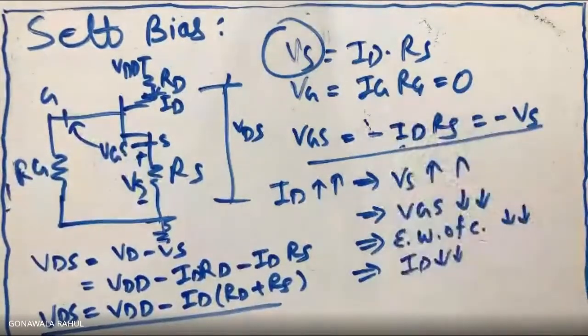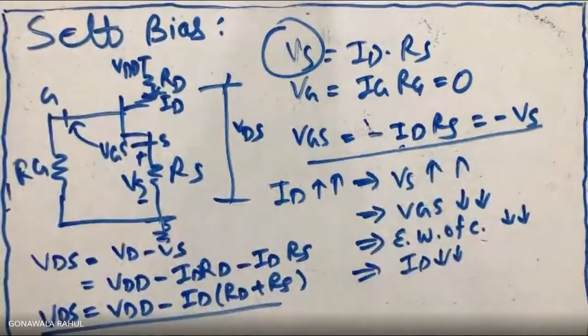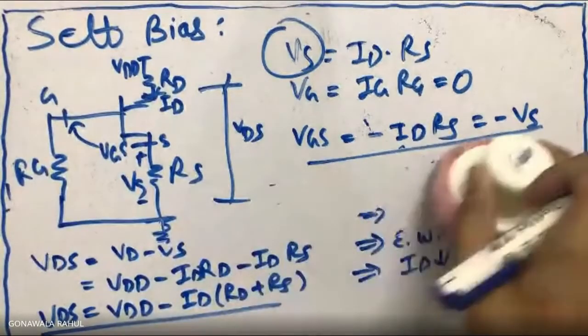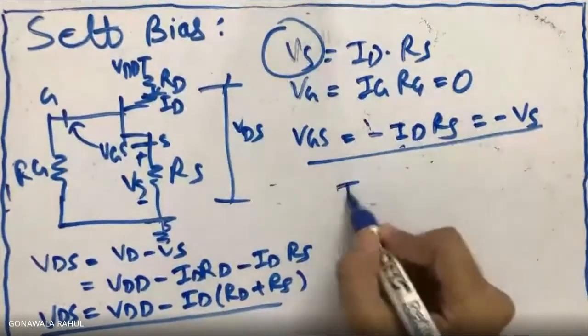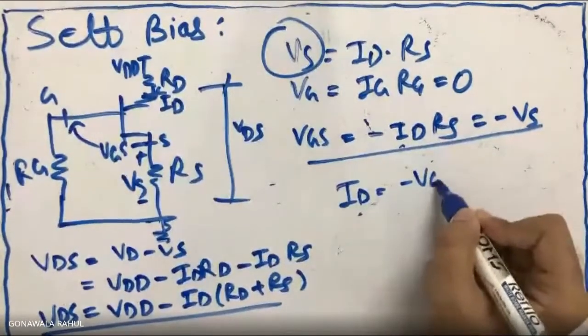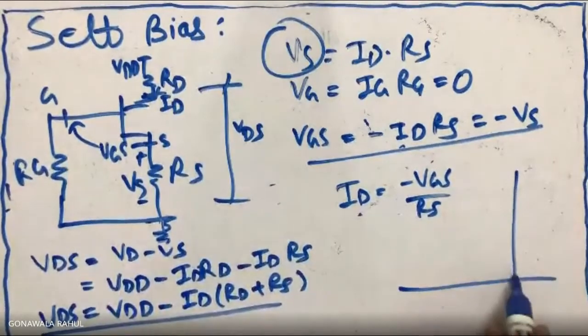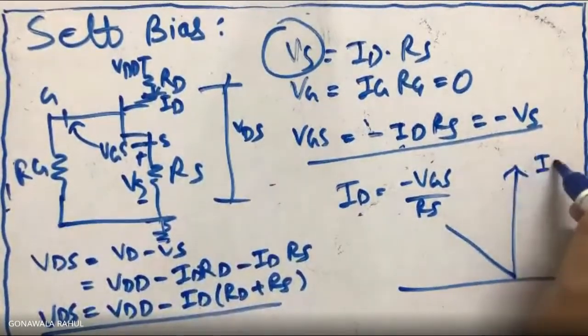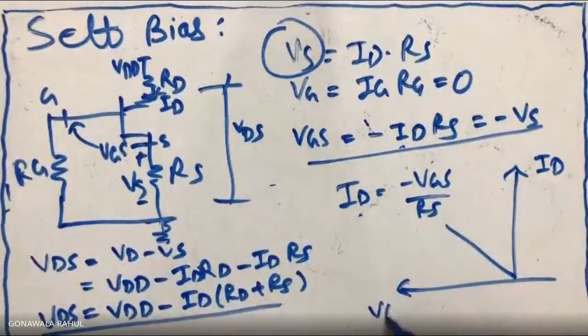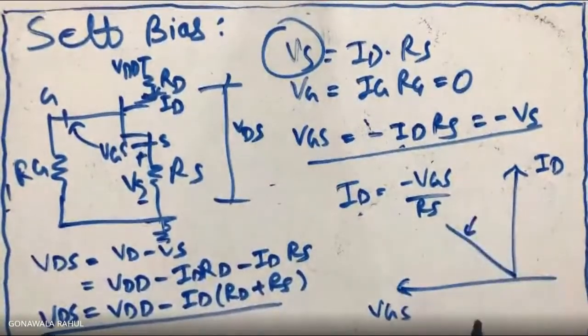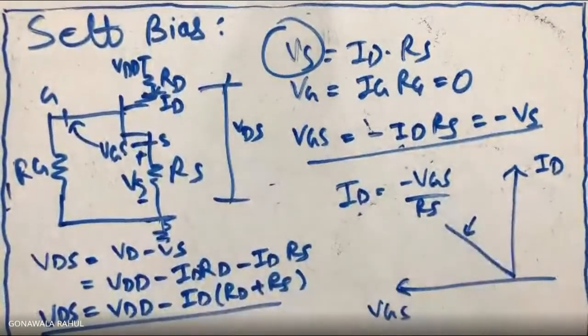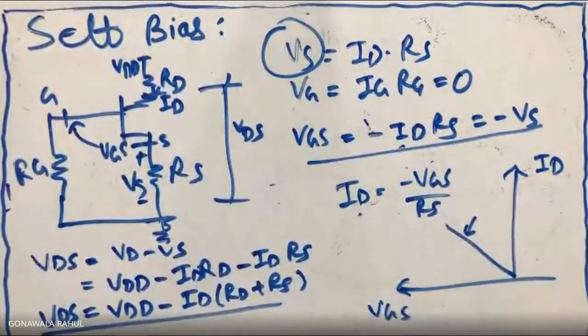From the equation of VGS, I can write down that ID is equal to minus VGS upon RS, and hence from this equation we can plot a graph like this. If I keep this ID and this VGS, this self bias line is available, which is indicating the slope. So this is self bias.